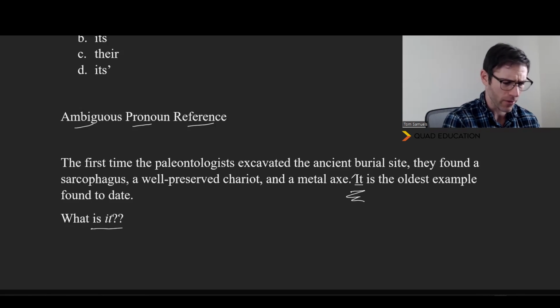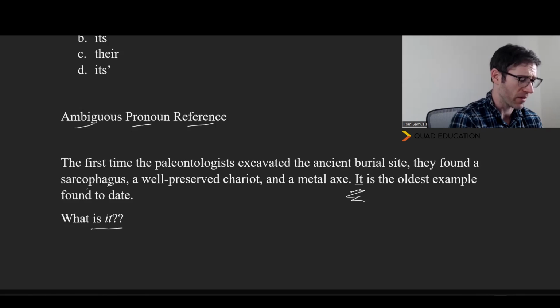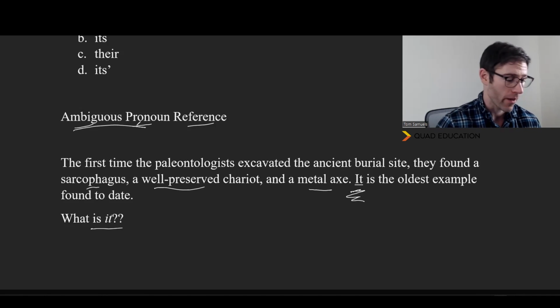What is it? We don't know what it is, because it could be the sarcophagus, because that's a singular inanimate object. Same so for well-preserved chariot and for metal axe. We don't know if it's the oldest axe, chariot, or sarcophagus. So in that case, it is ambiguous. And the way that we fix this is we need to change this word to something like the chariot or the axe is the oldest example found to date. So it actually specifies what this is in this case.